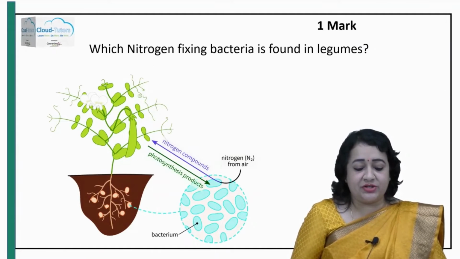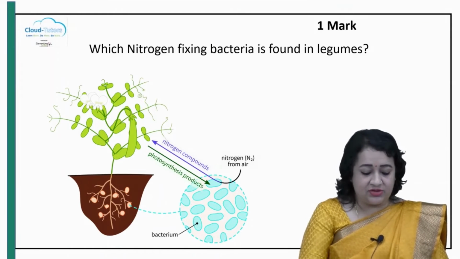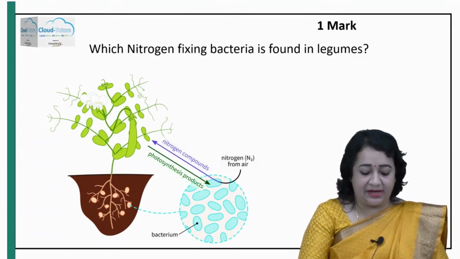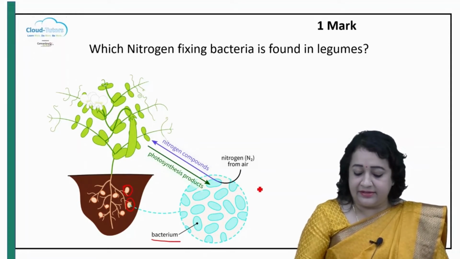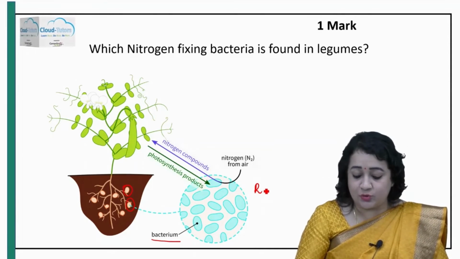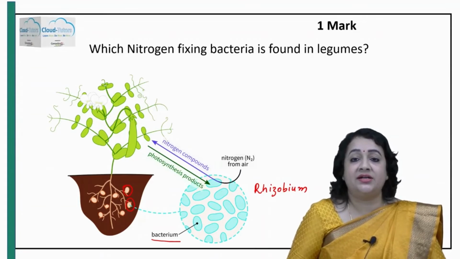Now, which nitrogen fixing bacteria is found in legumes? This is a leguminous plant, a pea plant here. In the root nodules we have a bacteria, and that bacteria is called rhizobium. That bacteria is nothing but rhizobium.